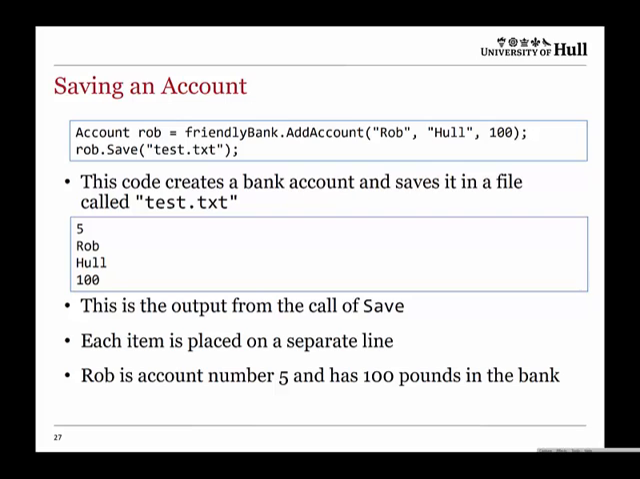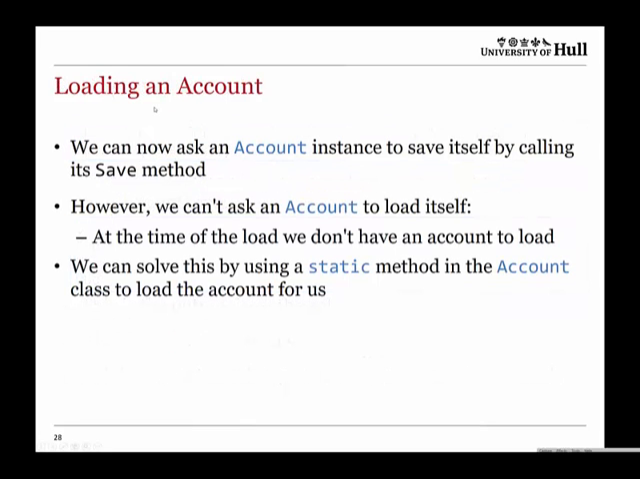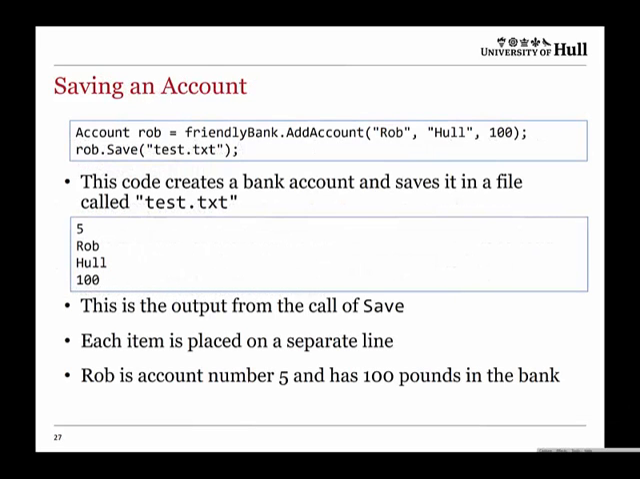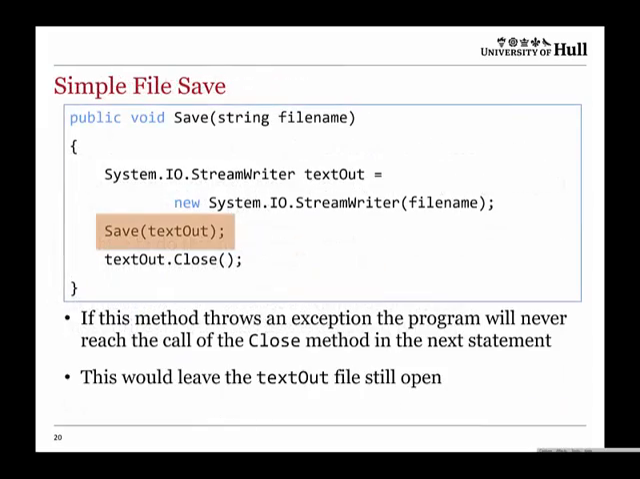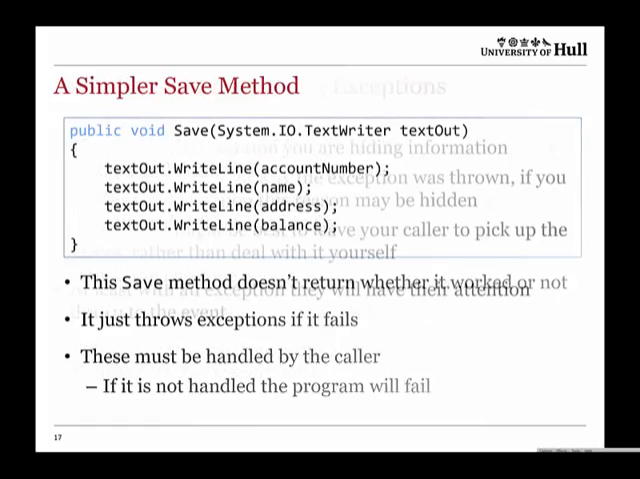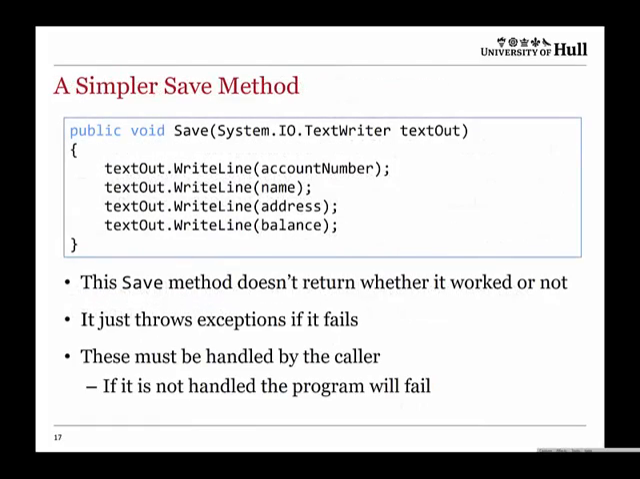So when I call save, and I do the save down here, it prints out 5 Rob Hull 100. That means he's got, well, what does it mean? Let's have a look. But go back, go on, go back, you can do it. No, go back. Keep going back. First thing I write out is the account number, I think. Yeah, account number goes out first, followed by the name, the address, and the balance.